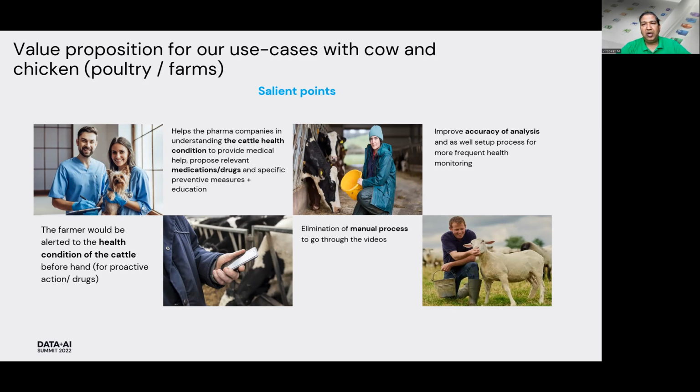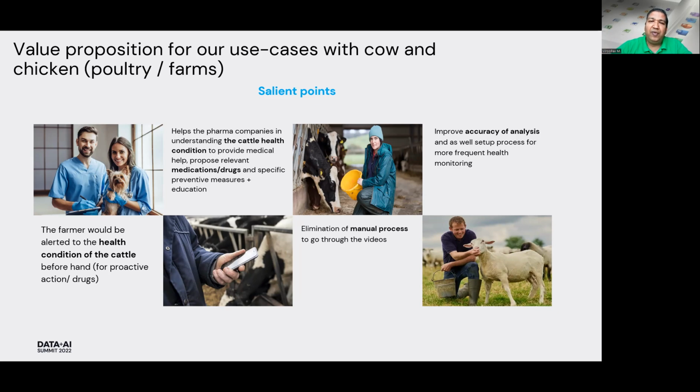We could also think about it from the pharma company perspective, understanding the cattle health condition and what kind of medical help is needed here, what can be proposed, what's relevant in this specific scenario, what education can be provided to the users. Eliminating any manual process, obviously, in terms of going through so many videos and each frame of the video. It's just time consuming for a human to do.